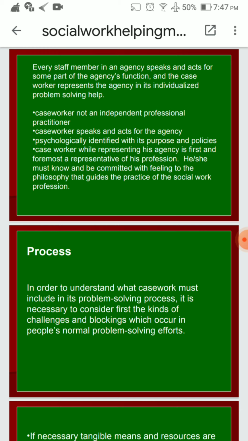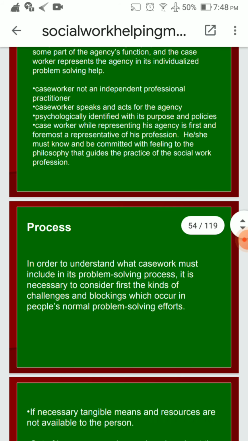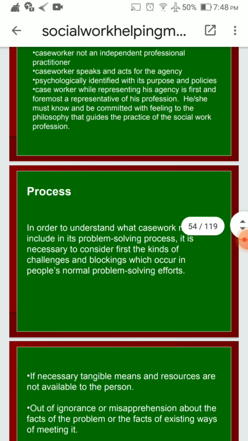He or she must know and be committed with feelings to the philosophy that guides the practice of the social work profession. Correct. So you are not only committed in your mind but also in your deed or action. You need to commit that you are a social worker. You have your guiding philosophy or attributes.